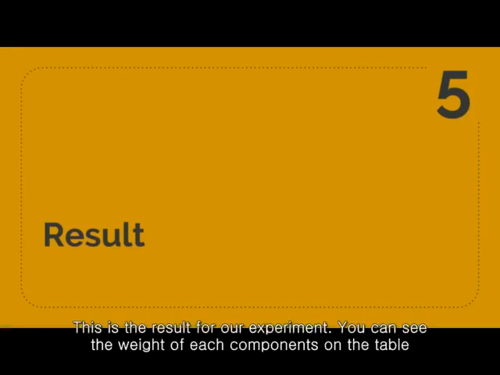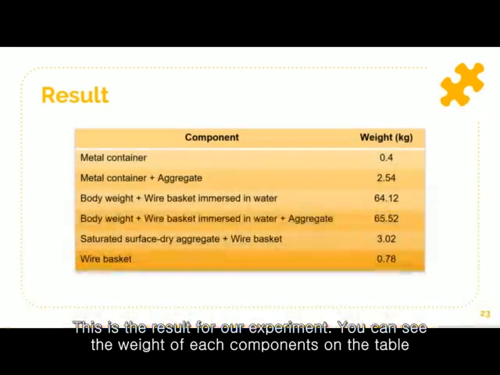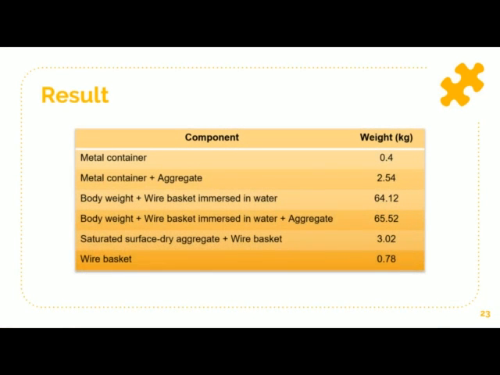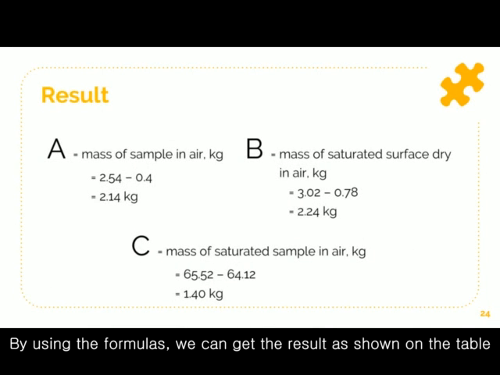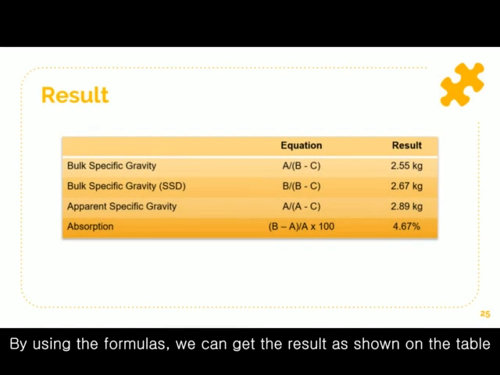This is the result for our experiment. You can see the weight of each component on the table. The values of A, B, and C were obtained through these calculations. By using the formulas, we can get the results as shown on the table.